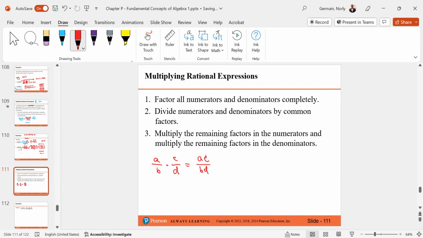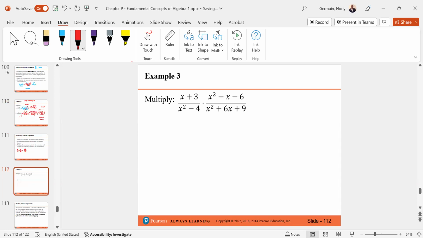Step by step, to multiply them, first factor all numerators and denominators completely. Divide numerators and denominators by common factors, multiply the remaining factors in the numerators, and multiply the remaining factors in the denominators. Remember, do not try to distribute very quickly. The first step is to factor. For example, we know these two terms must be multiplied: we multiply the numerators together, and multiply the denominators together.